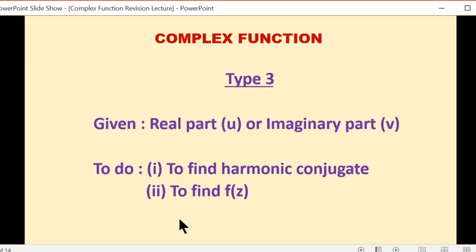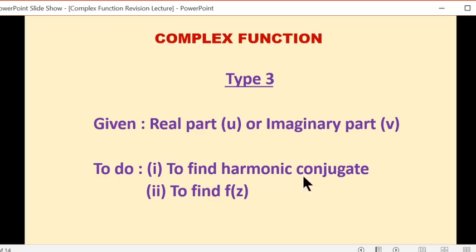Next we come to problem type 3. Problem type 3 में you are given the real part, that is u, or the imaginary part, that is v, of a complex function. What you have to do is find the harmonic conjugate. Harmonic conjugate का मतलब क्या है? अगर रियल पार्ट u दिया है तो उसका हार्मोनिक कॉन्जुगेट होगा v, और अगर इमेजिनरी पार्ट v दिया है तो उसका हार्मोनिक कॉन्जुगेट होगा u.